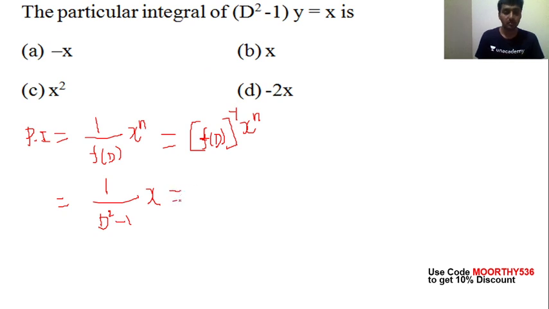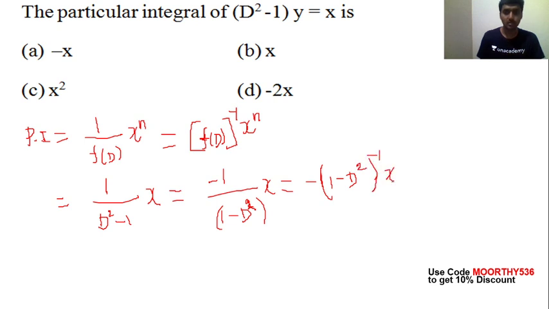So we have to convert the denominator into 1 plus x or 1 minus x format. So take the minus outside. It was converted into the 1 minus d square format, that is 1 minus x format, into x. Take this denominator to the numerator: minus into 1 minus d square whole power minus 1 into x. We know that 1 minus x format whole power minus 1, so 1 minus d square is equal to 1 minus x, where x is equal to d square, whole power minus 1.